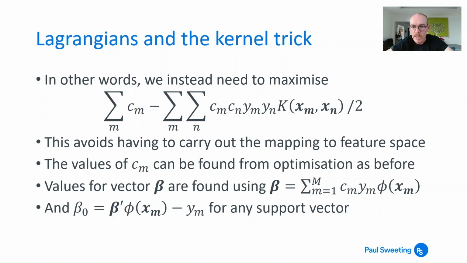And when you've done that, you can then just take that information and stick it back into the original formulation, or into this formulation here, to work out what the values are for vector beta, because the values of vector beta are just the sum over m of cm ym phi of xm, so that's the only time you ever need to use that transform, and beta naught is equal to beta transpose phi of xm minus ym. Okay, so you need to use phi of xm twice, but only when you're back solving for the betas, not in the optimization itself.